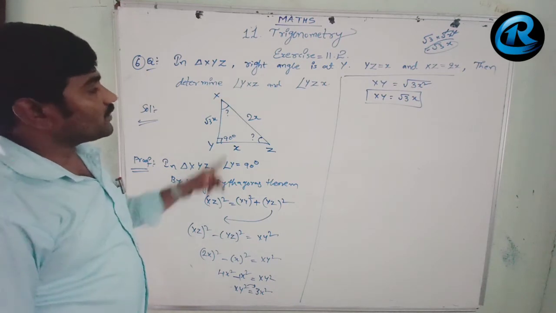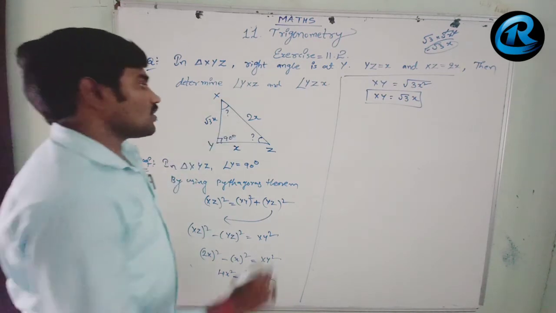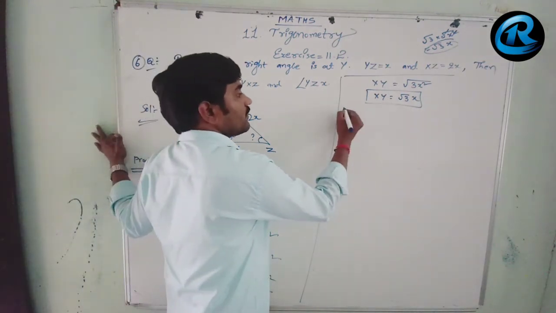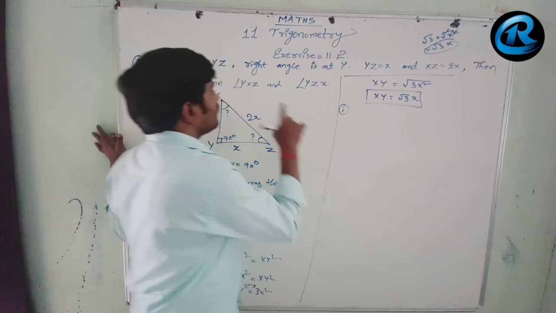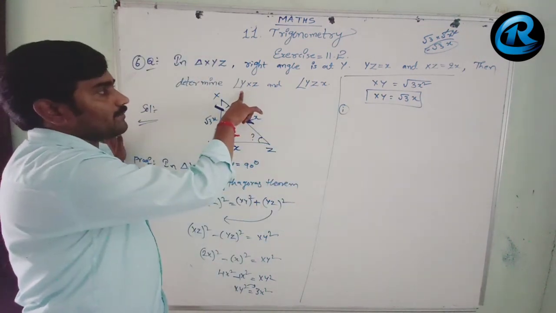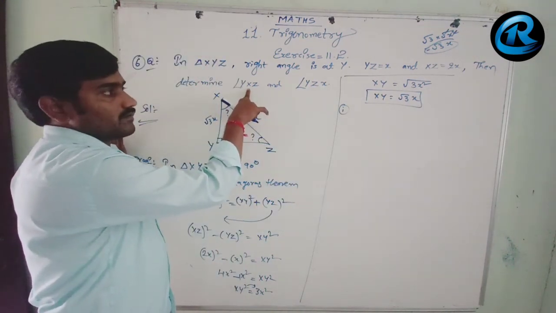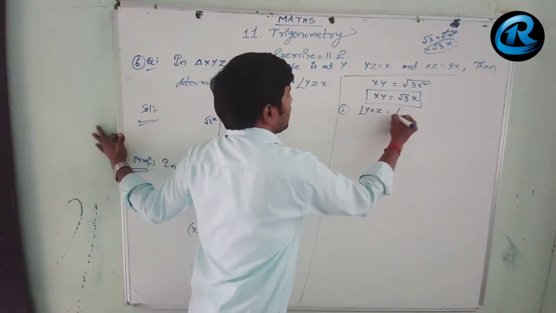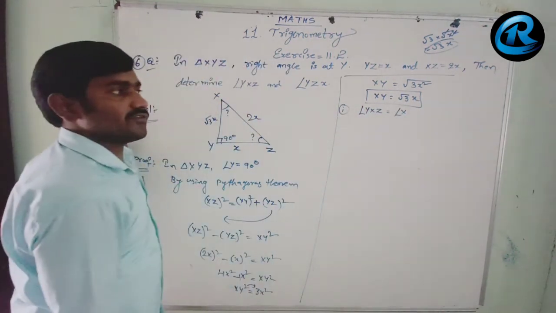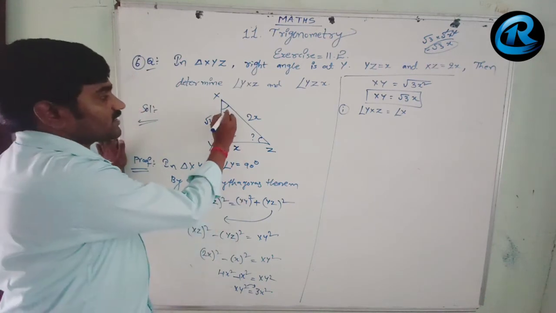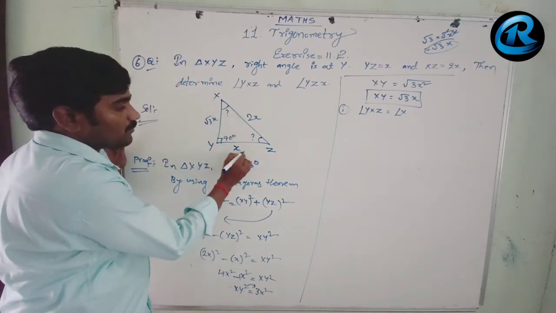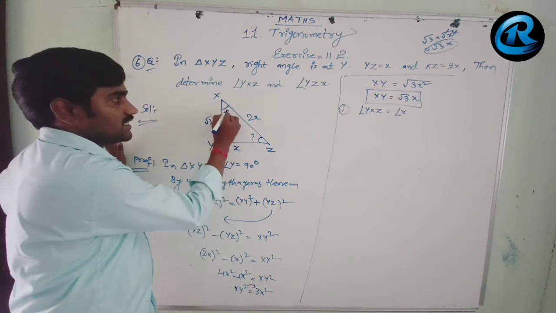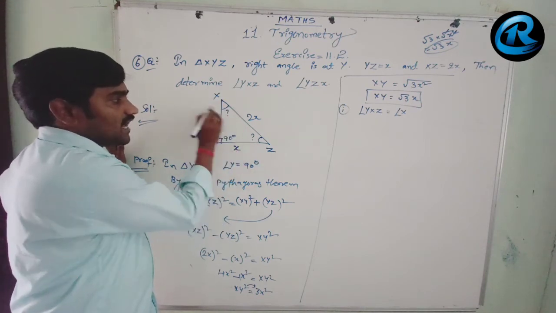Now we need to find the angles. Let us go for the first one. How to find angle X, that is angle YXZ. The X value we need to find out. So how can you find it? For this angle X, this is the opposite side and this is the adjacent side.